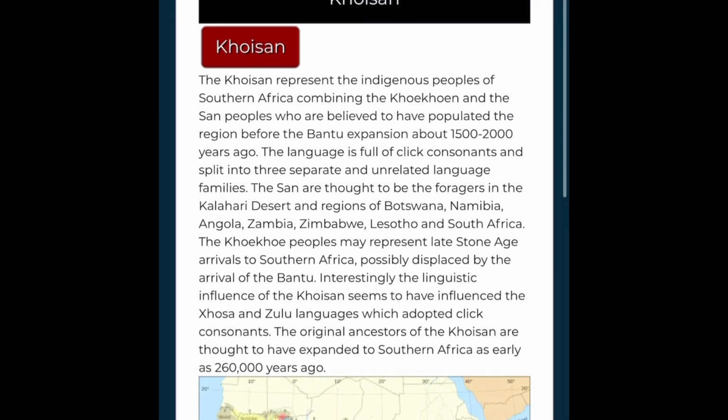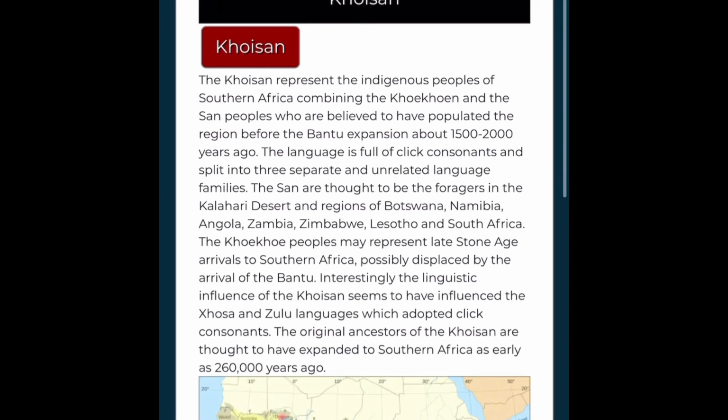It says the Khoisan represent the indigenous peoples of southern Africa, combining the Kwekwe and the San people who are believed to have populated the region before the Bantu expansion about 1500 to 2000 years ago. The language is full of click consonants and split into 3 separate and unrelated language families. The San are thought to be foragers in the Kalahari Desert and regions of Botswana, Namibia, Angola, Zambia, Zimbabwe, Lesotho, and South Africa.